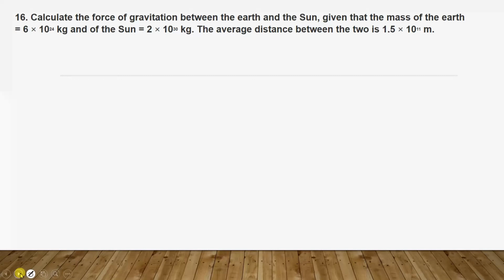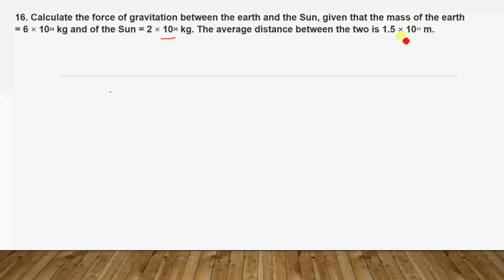16th question of your back exercise. Calculate the force of gravitation between Earth and Sun. Given that mass of Earth is 6 into 10 raised to power 24 kg and mass of Sun is 2 into 10 raised to power 30 kg, and the average distance between the two is this.